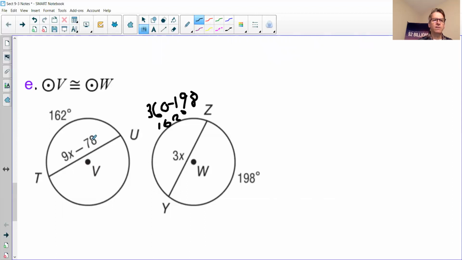Now we've got a situation where we have 9x minus 78 is equal to 3x. And for the algebra here, subtract 9x from this side and subtract it from this side.